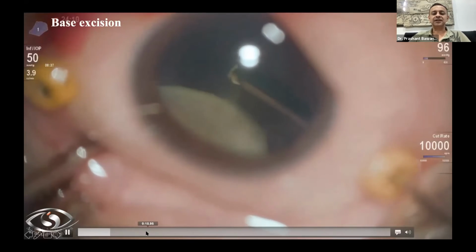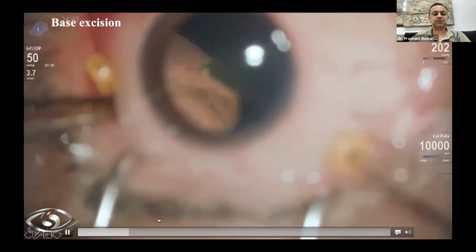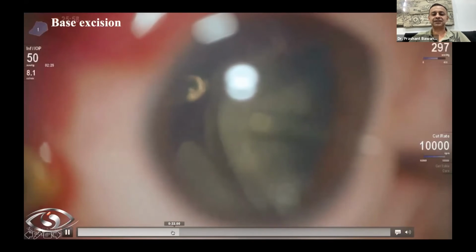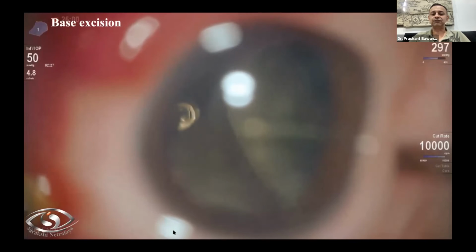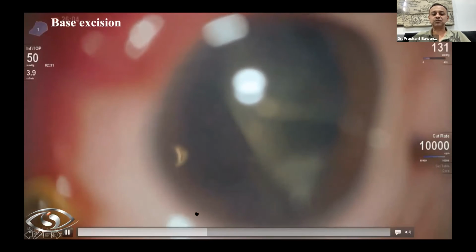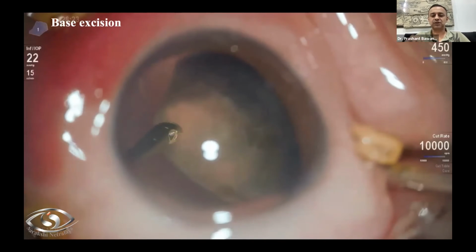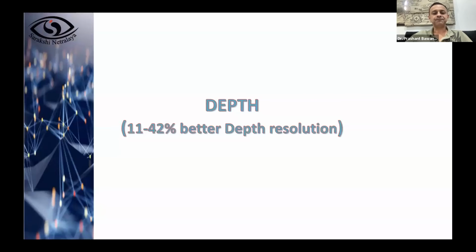Another example of why high magnification can definitely be a blessing. Here I am doing a base excision. You can see the small vitreous fibrils which I am cutting through with the help of this particular instrument. This is base excision being done directly under the microscope view at such phenomenal magnification that you can appreciate each vitreous fibril.